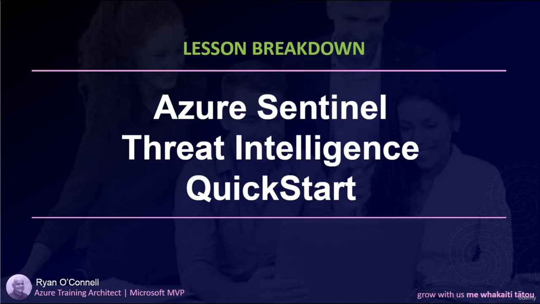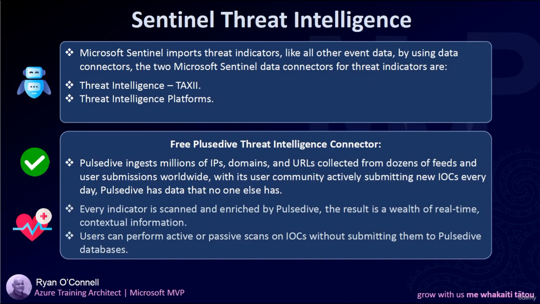Azure Sentinel Threat Intelligence Quick Start. Well, what is Microsoft Sentinel Threat Intelligence? Microsoft Sentinel imports threat indicators like all other event data by using connectors. The two types of Sentinel connectors for threat intelligence are the Threat Intelligence TAXII connector and, of course, the Threat Intelligence Platforms connector. Now, one of the best free threat intelligence platforms and sources of indicators out there is Pulsedive.